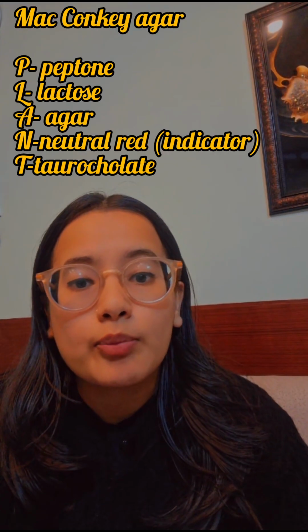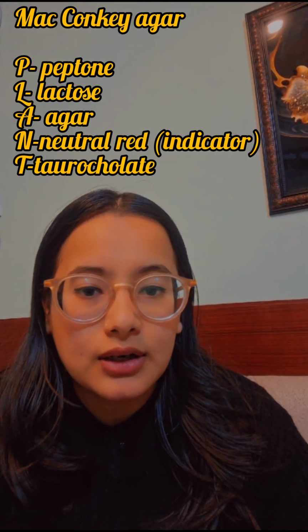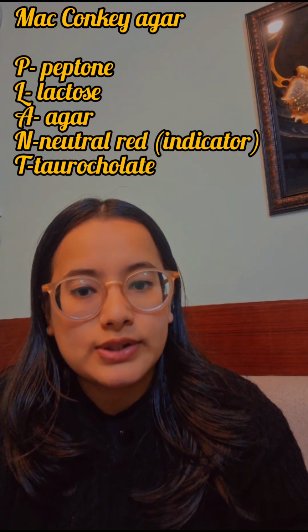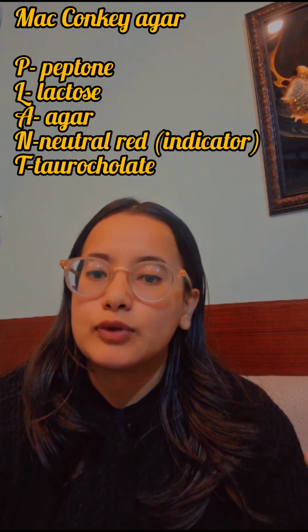So basically, here in this MacConkey agar, an example of lactose fermenters is Escherichia coli, and an example of non-lactose fermenters is Shigella. Now what is the composition? That is very important for MacConkey agar. You can remember it with a mnemonic PLANT, that is P for peptone, L stands for lactose, A stands for agar, N stands for neutral red, which is the indicator, and T stands for taurocholate. Then the second type is the CLED agar, which is cysteine lactose electrolyte deficient agar.